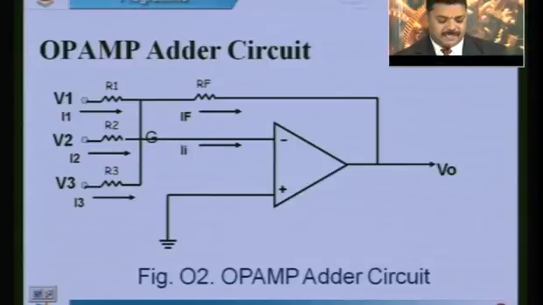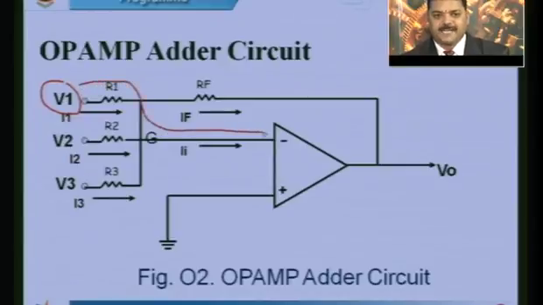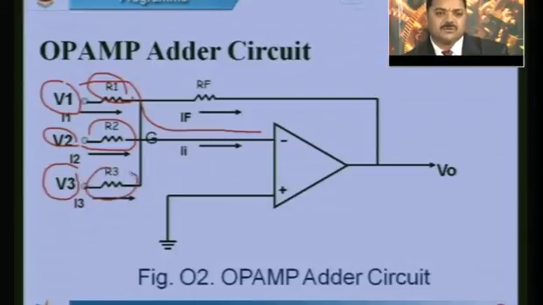So, here we consider three input signals. One is V1, which is applied to the inverting input terminal, the negative terminal of the op amp, through the resistor R1. Next, V2 is another signal which is to be added with V1, applied to the inverting input terminal again through the resistor R2. Similarly, V3 is one more input signal which is to be added with V1 and V2, applied to the inverting input terminal through R3. So, all these signals are coming to the inverting terminal.